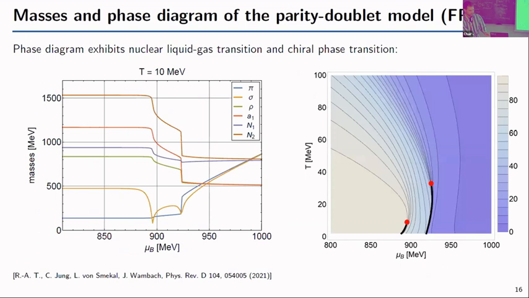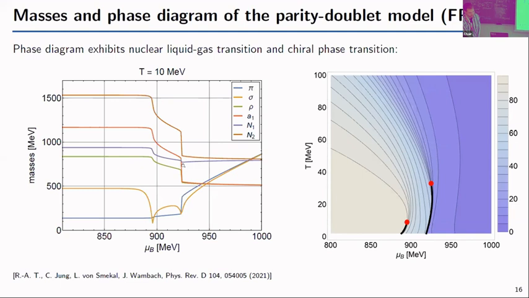And here you see some results on the thermodynamics. So on the left plot, you have the masses of the different particles. So pions, sigmas, rhos, A1, nucleon, and this N star 1535 parity partner, plotted here versus baryon chemical potential at rather low temperatures. And on the right, you have the phase diagram. So on the left plot, we are on a horizontal line at 10 MeV temperature, crossing both of these phase transitions. We cross the critical endpoint at about 900 MeV chemical potential here, and you see the expected effects. And the second jump here is really the first order chiral phase transition at these higher chemical potentials.